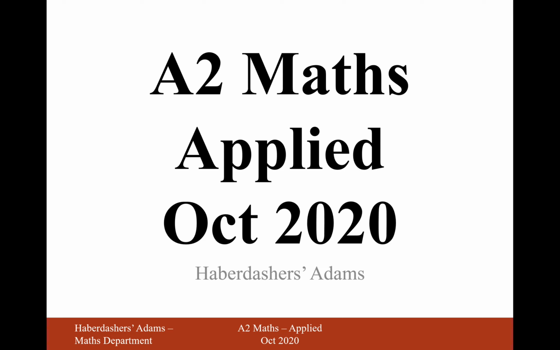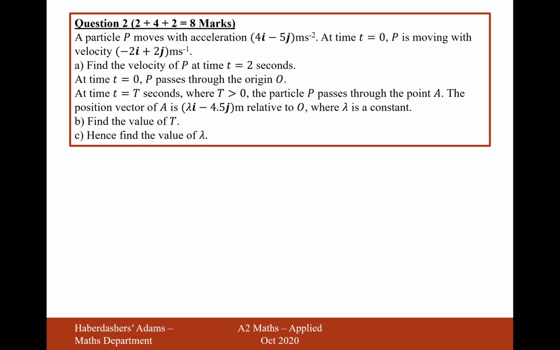Hello there, welcome to the October 2020 applied paper. Here we're looking at the second mechanics question, question 7 overall in the paper. A particle P moves with acceleration of 4i minus 5j meters per second squared. At time t equals 0, P is moving with velocity minus 2i plus 2j meters per second. Find the velocity of P at time t equals 2.